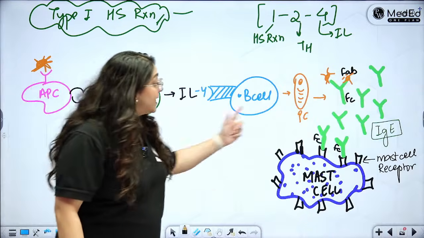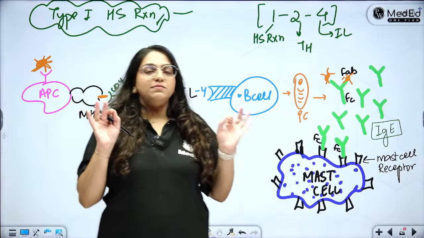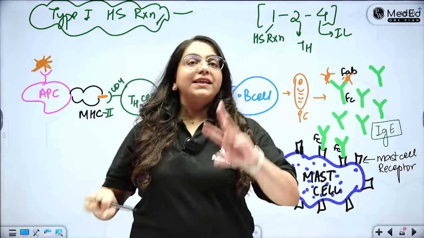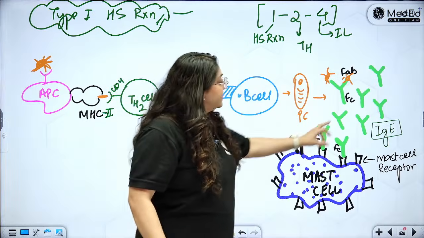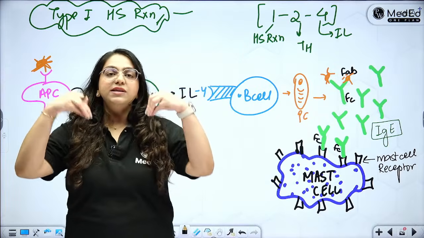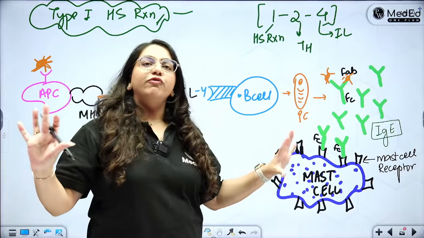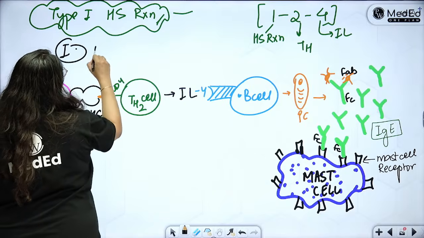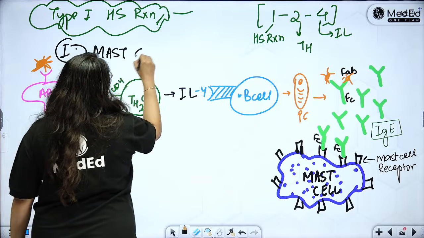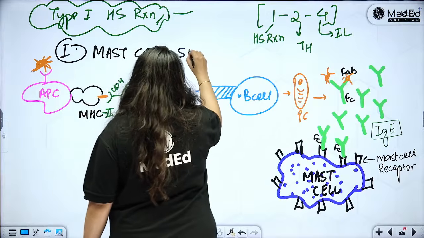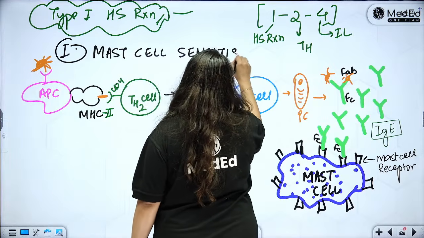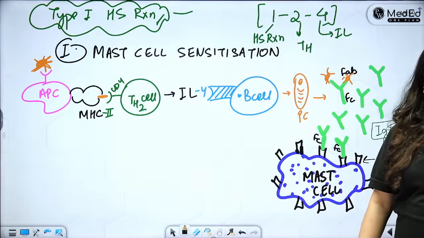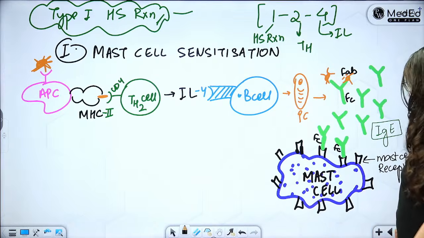Now, what is this mast cell? It is a sensitized mast cell. Now it is sensitized. It has seen, it has tasted these antibodies. It will attach these antibodies and just float about. So this is the first step which is happening, which is mast cell sensitization. What is the first step of type 1 hypersensitivity reaction? The first step is mast cell sensitization.